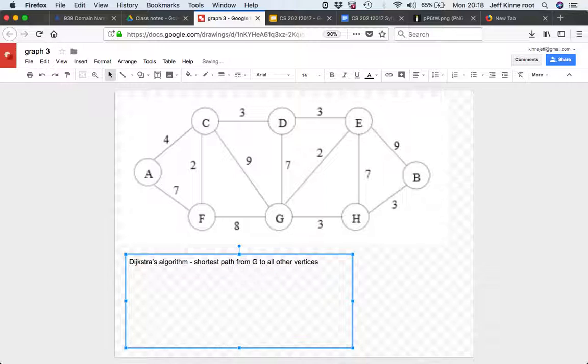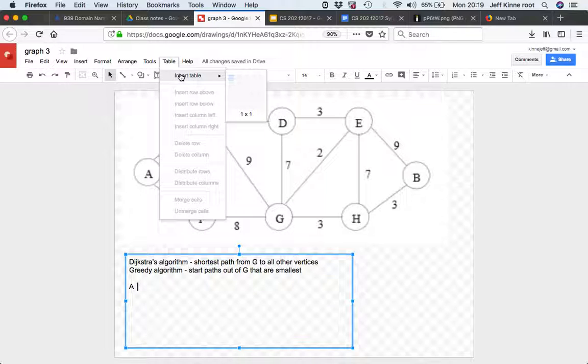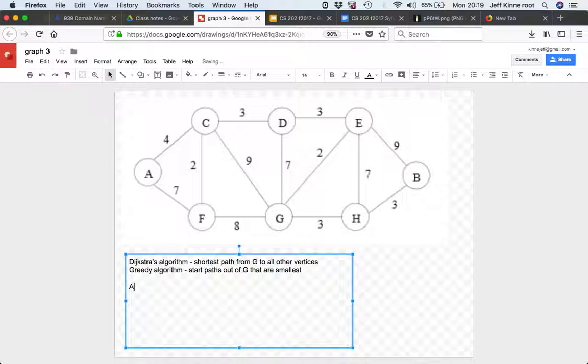And the basic idea is that we're going to start going out from G. So it's a greedy algorithm. Start paths out of G that are smallest. Okay? And that's the order that we consider the vertices in. We're going to have some information to keep track of. So for every vertex, we're going to have some distances so far and parents, and I think we'll put that in as a table.